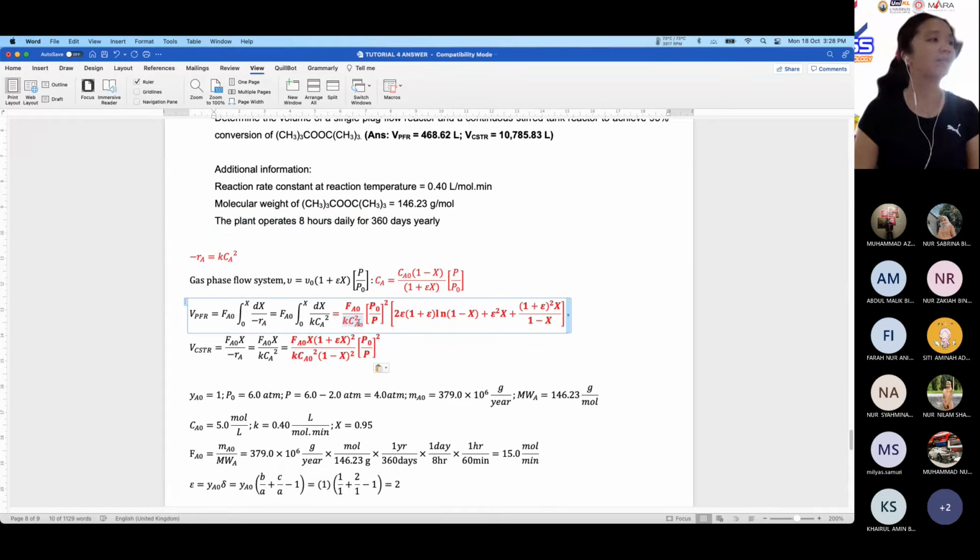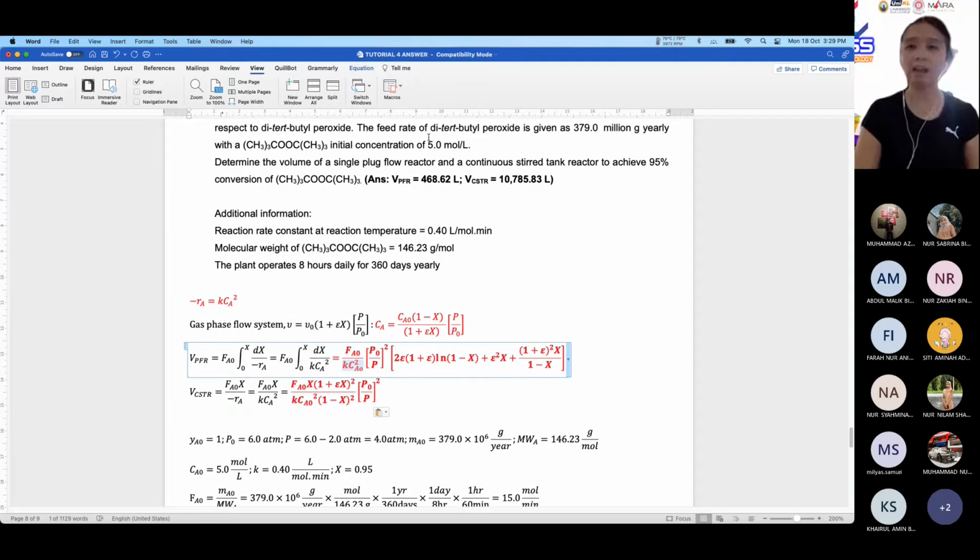Okay, so next, below it, K has been given. So you don't have to find the new K because they do not state what temperature K is at, and they don't state the temperature in the question as well. So you may assume the K given is at your reaction temperature. So K, you use the K given. CA naught was given in the question, 5. So CA naught is also settled.